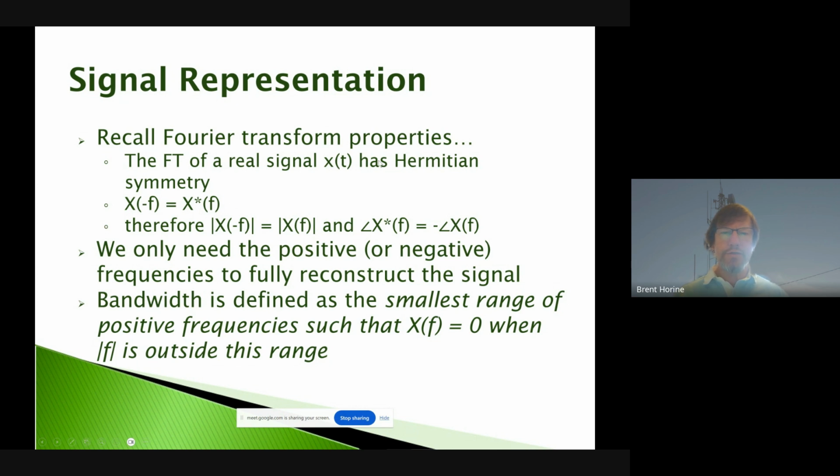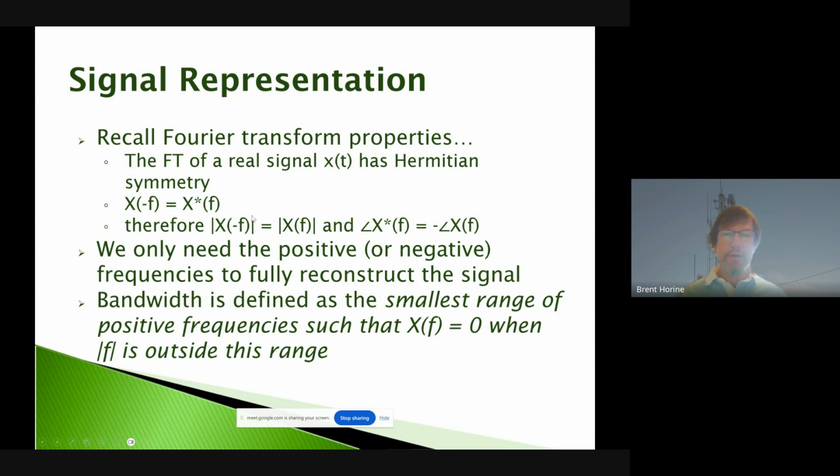Now, you may not have used this terminology, Hermitian. It's a fancy name, so why not toss around fancy names, right? So the Fourier transform of a real signal x of t has Hermitian symmetry, meaning that we actually have negative frequencies, right? Hard to visualize, hard to understand, but for a real signal, we'll have a response at f and also one at negative f, and it turns out they're the complex conjugate of each other. So they're not fully independent.